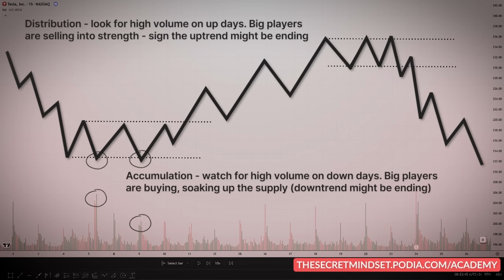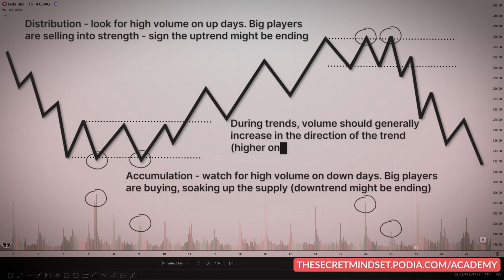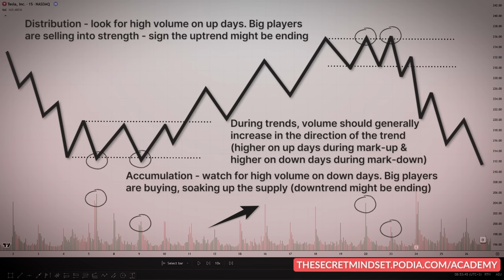In distribution, look for high volume on up days that don't push prices much higher. This often means big players are selling into strength. It's a sign the uptrend might be ending. During trends, volume should generally increase in the direction of the trend. In an uptrend, volume should be higher on up days. In a downtrend, volume should be higher on down days.